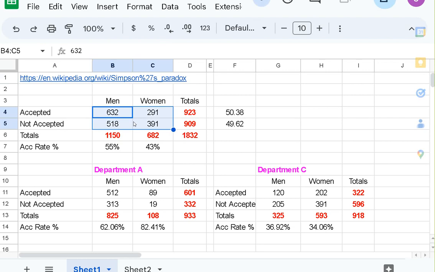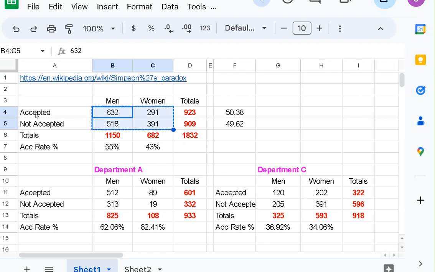That's the little subsection of data we want. This is the number of men and women who are accepted and rejected at University of California, Berkeley. So initially this looked pretty bad. Accepted and rejected, men and women: 632, 291, and 518, and 391.